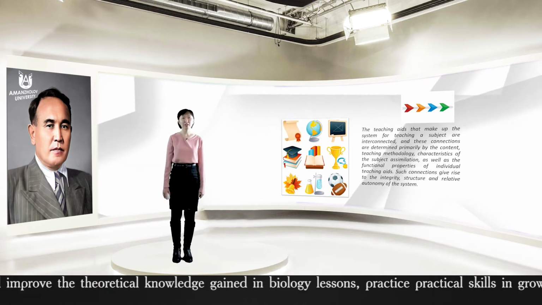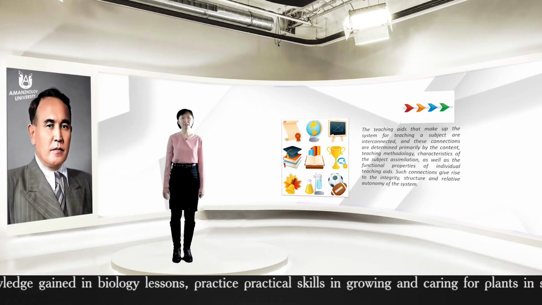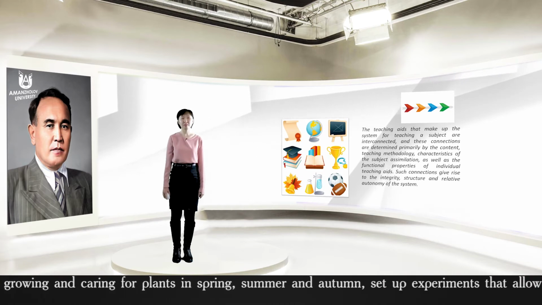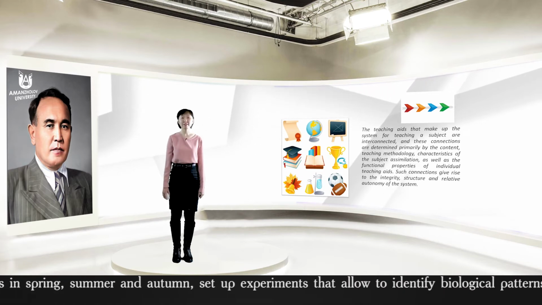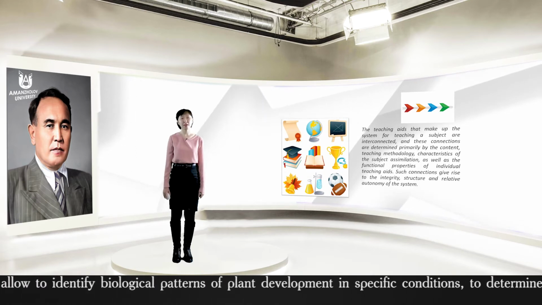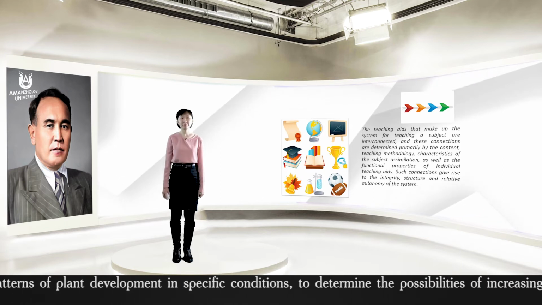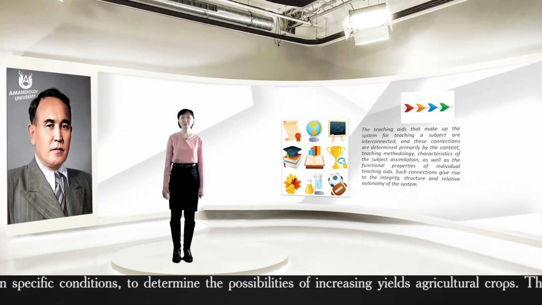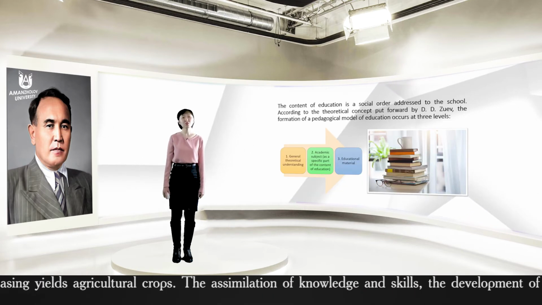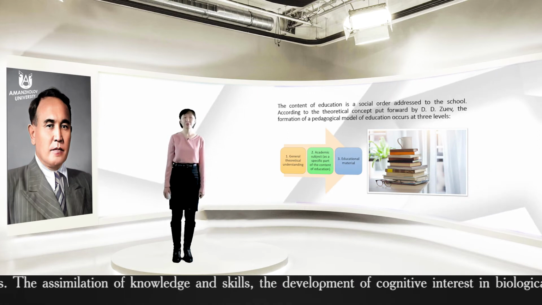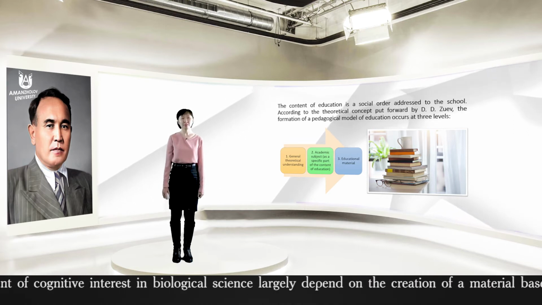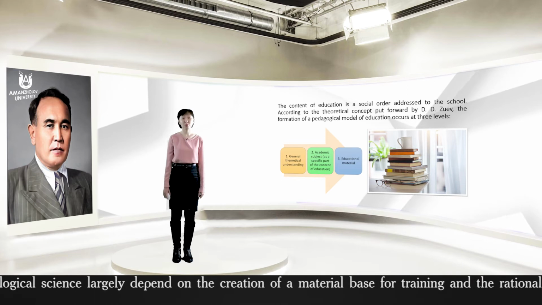At the school educational and experimental site, school children consolidate and improve the theoretical knowledge gained in biology lessons, practice practical skills in growing and caring for plants in spring, summer, and autumn, set up experiments that allow them to identify biological patterns of plant development in specific conditions, to determine the possibility of increasing yields of agricultural crops, and more. The assimilation of knowledge and skills, the development of cognitive interest in biological science, largely depend on the creation of a material base for training and the rational placement of equipment.